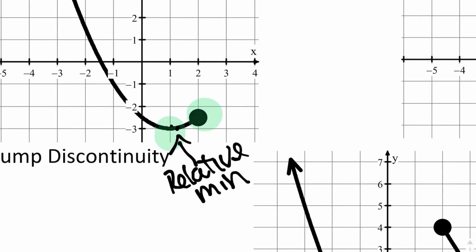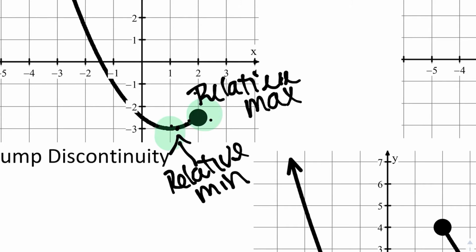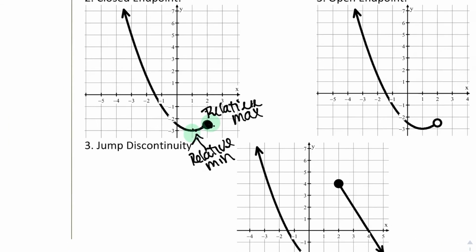But this one here is kind of interesting. It's lower than a lot of pieces around it, but it's also higher than the points directly next to it. It's higher than the point to the left, and there's no point to the right, so this would be a relative maximum where that endpoint is. So relative min at the bottom of that curve, relative max at the endpoint.